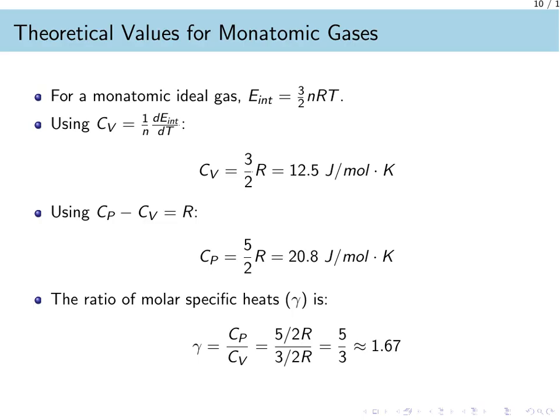Finally, we can determine the ratio of molar-specific heats, gamma. For a monatomic gas, gamma equals C sub P divided by C sub V, which simplifies to 5/3, or approximately 1.67. These values provide a benchmark for comparing real gases to the ideal model.